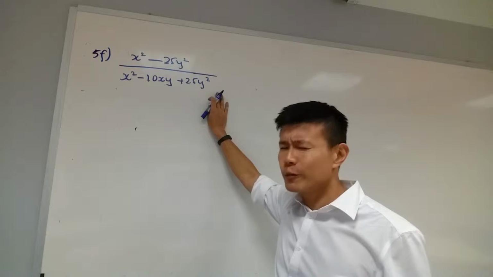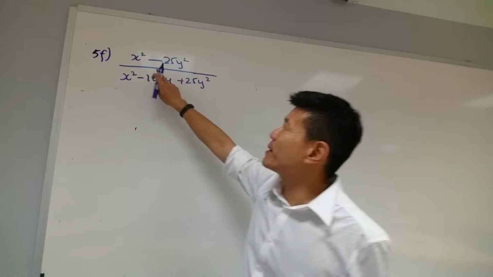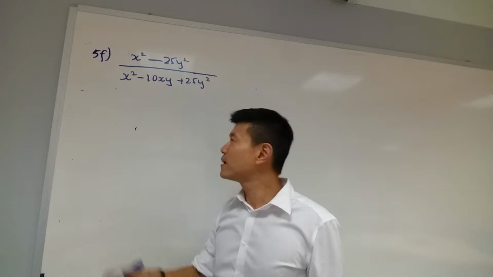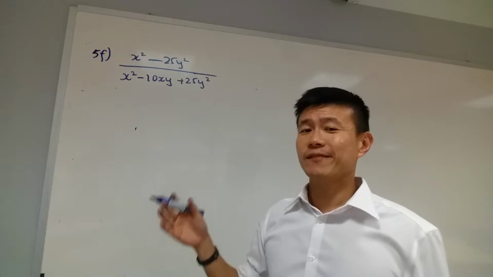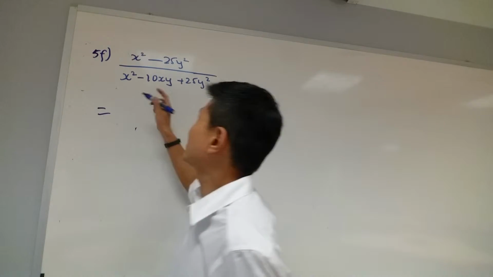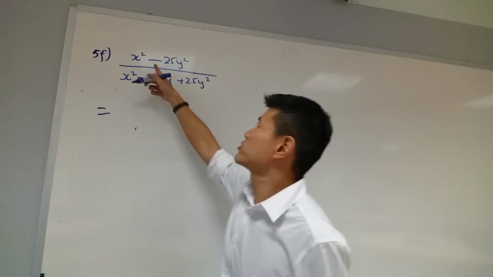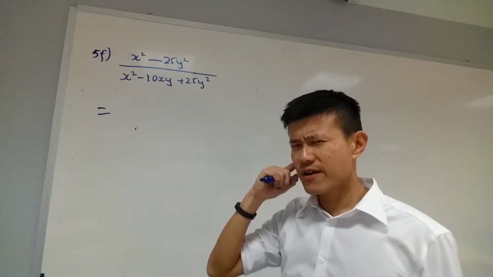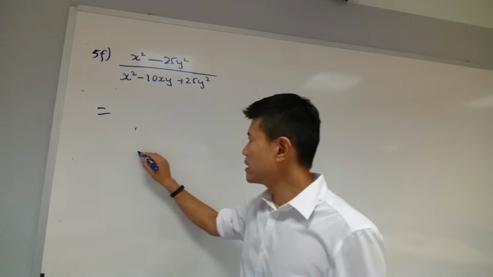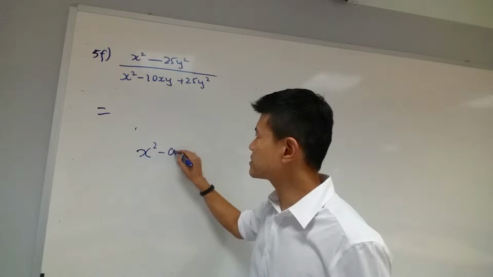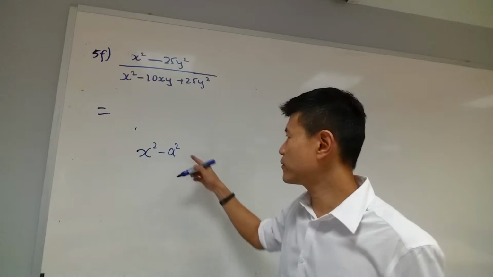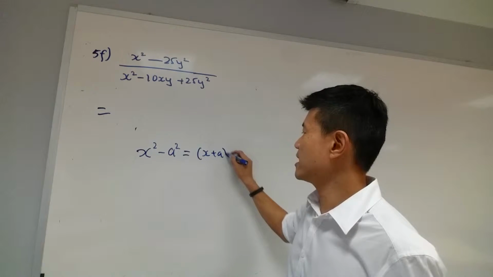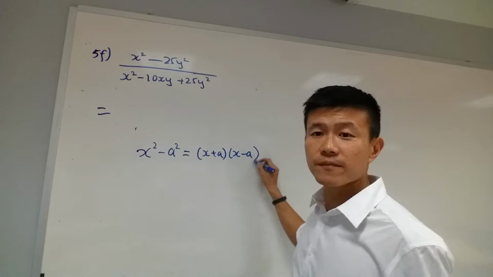Well, what we can do is, since we know that there's so many squares, we could try factorizing. But how? Let's start one at a time with the numerator. The numerator has two squares and the negative in the middle. Does this ring a bell? Have you come across this particular identity before? x squared minus a squared equals x plus a, x minus a.